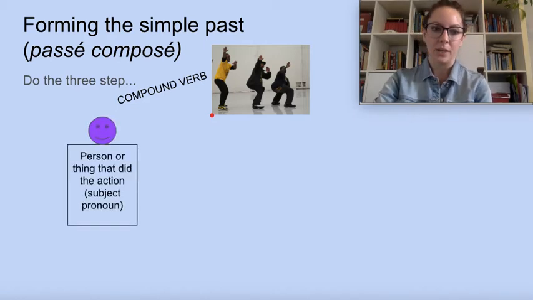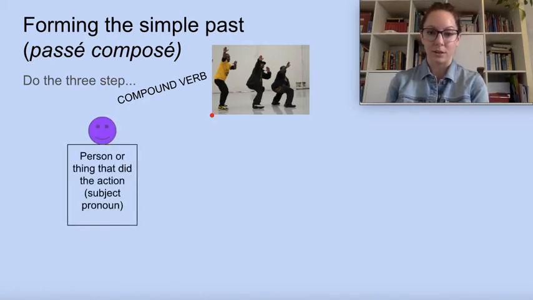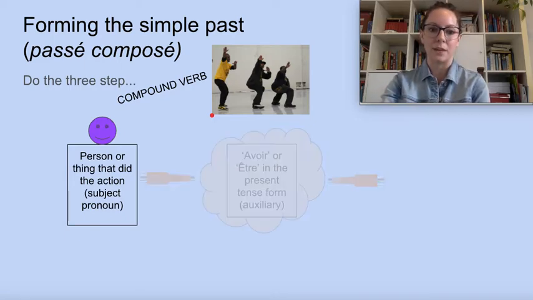First step, we need to use the person or the thing that did the action. So that's called our subject pronoun. And as you recall, the subject pronoun always comes first. So it's using words such as je, tu, il, elle, on, nous, vous, ils, elles. And we'll look at them a bit more closely.